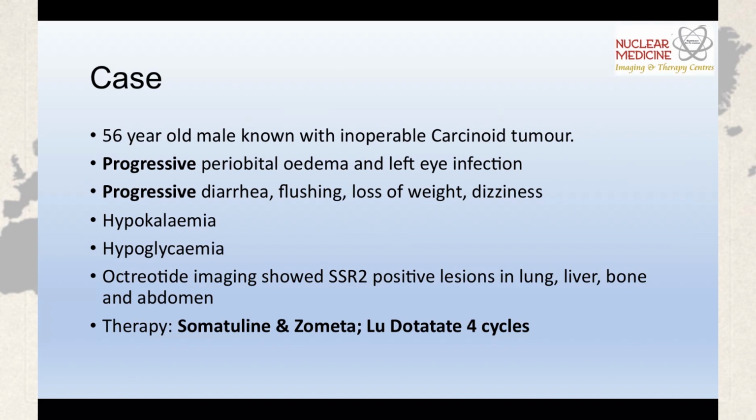The next patient is a 56-year-old male known with inoperable carcinoid tumor, presented with progressive periorbital edema and subsequent left eye infection, progressive diarrhea, flushing, loss of weight, dizziness. As a result of the diarrhea, he presented with hypokalemia, repeat hospitalization for hypoglycemia. Octreotide imaging showed SSR positive lesions in the lung, liver, bone, and abdomen. And he was placed on somatoline, Zometa, and lutetium was given for 4 cycles.